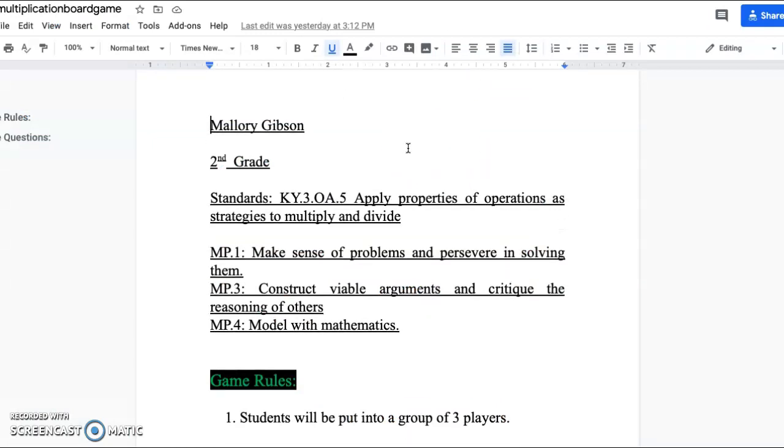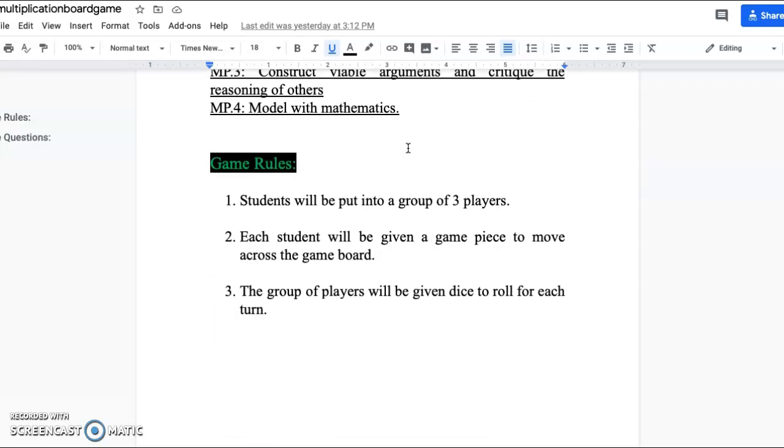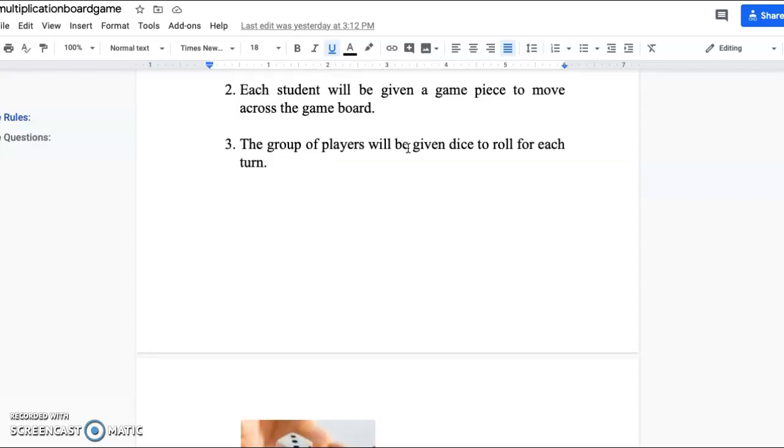And I did second grade again, and these were the standards for this, and I did it on multiplication. And I did a board game. These were the game rules, so I would put the students into a group of 3, and then each student would be given a game piece to move across the game board, and the group of players would be given a dice to roll for each turn.